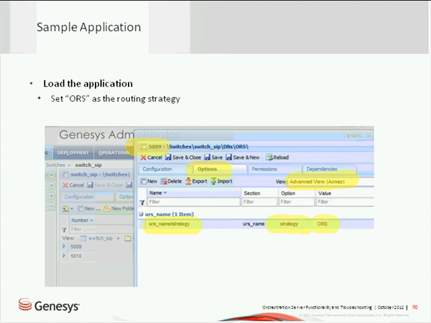So if your router's named Router Phoenix or something, you're going to have a section called Router Phoenix here, and it's going to have an option called Strategy, and the value is going to be whatever your strategy name is. Now, in this case, if you're using ORS, it's going to be the special name ORS, and we'll see how it actually handles that later on.